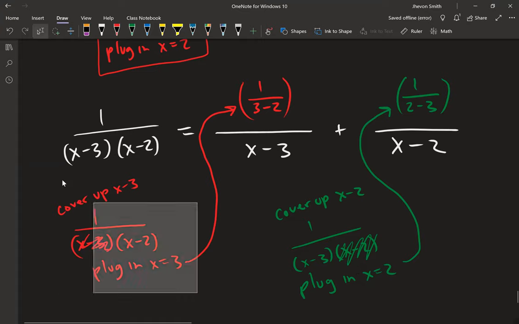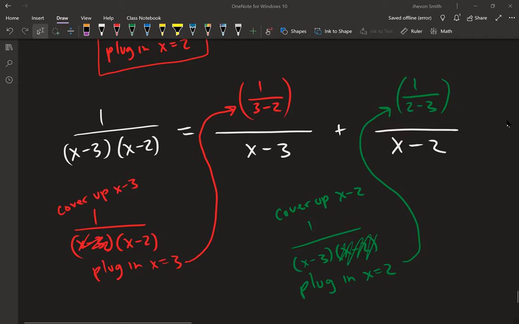Now, you don't even have to write these down. You literally just cover it up with your finger, and you can write the numbers down right there. And that's actually the cheat code. That is actually a shortcut.